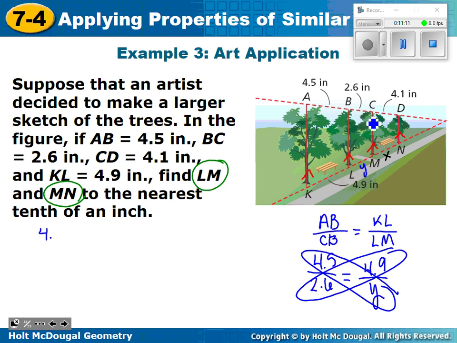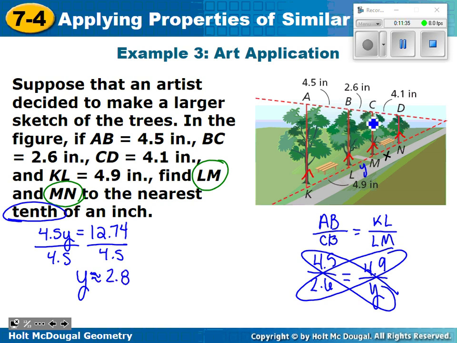So we have 4.5y equals what? 12.74. And then we'll divide by 4.5. So what is y? Okay, and what did the direction tell us to do? Nearest tenth. So what is that to the nearest tenth? 2.8. 2.8 what? Inches. Okay, so make sure that you round appropriately to the directions and include your units always.